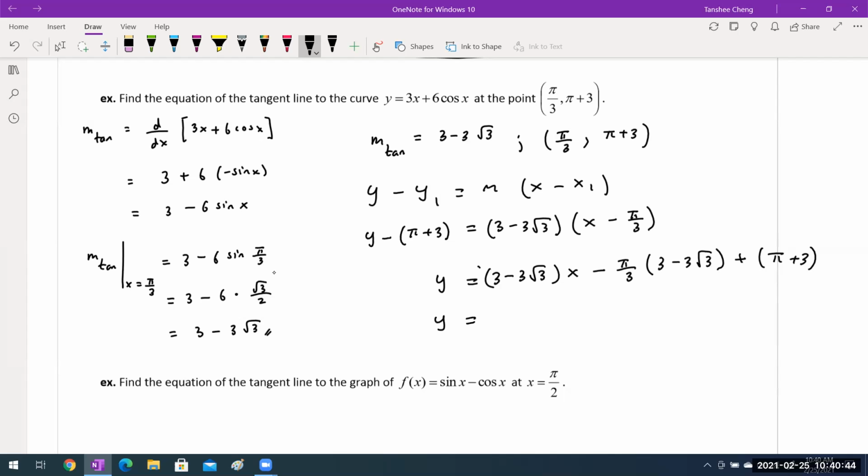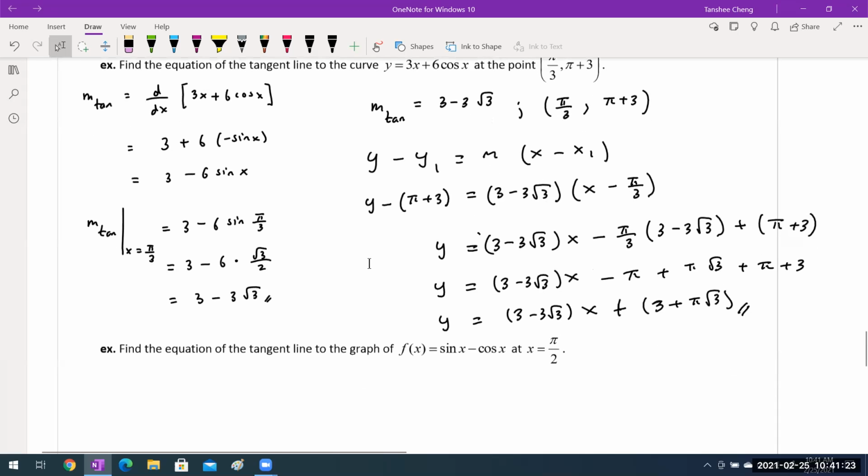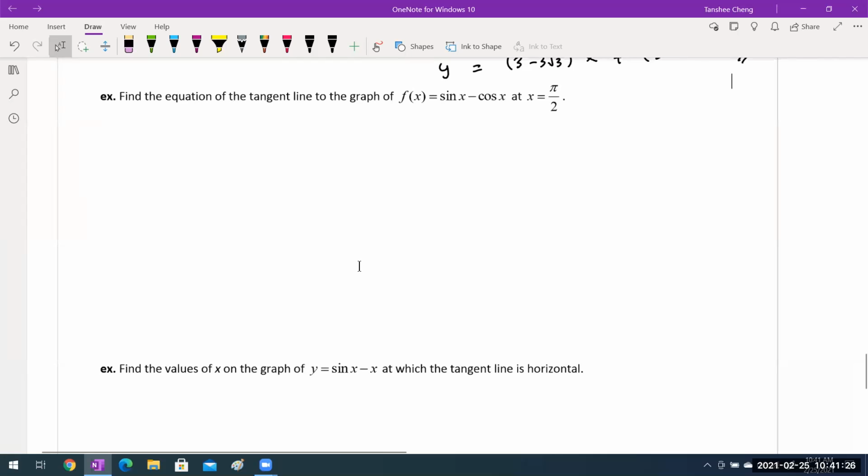So simplifying a little bit further if you want to, that will give me negative pi plus pi radical 3 plus pi plus 3. So pi and pi get rid of each other, so that will give me y equal to 3 minus 3 radical 3 x, and then plus, I will have 3 plus pi radical 3 as my y-intercept. And this will be my final answer, put into slope-intercept form. Okay. So similarly, we can continue and look for the next examples.